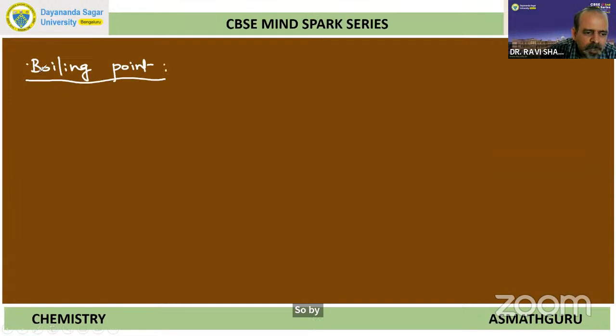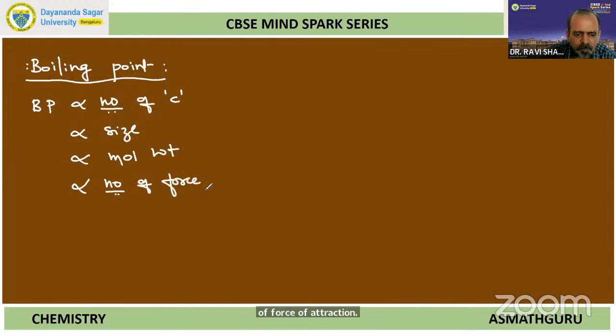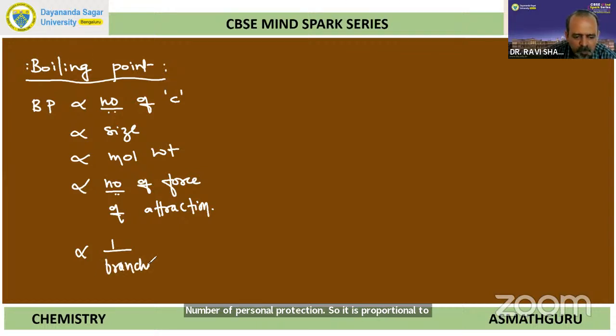So what are the things we have to remember in boiling point? Very simple. Remember, boiling point is proportional to the number of carbon atoms. That's it. So it is proportional to size, proportional to molecular weight. More the size, more the molecular weight, more the boiling point. So it is proportional to the number of forces of attraction. And it is inversely proportional to branching.